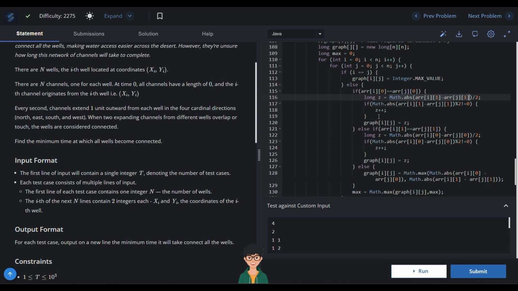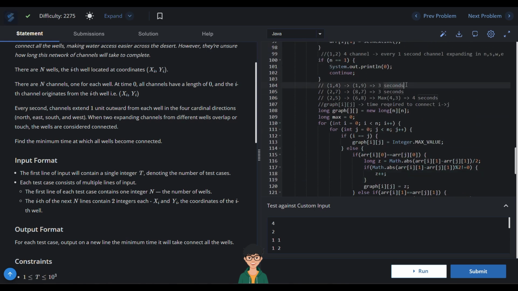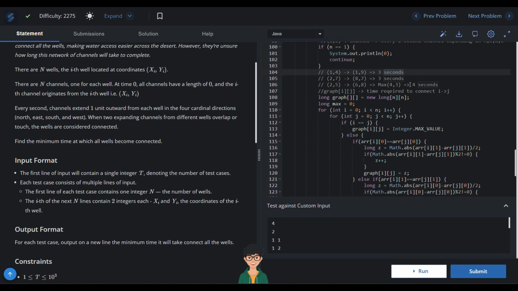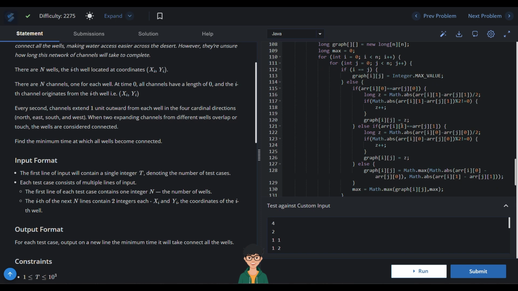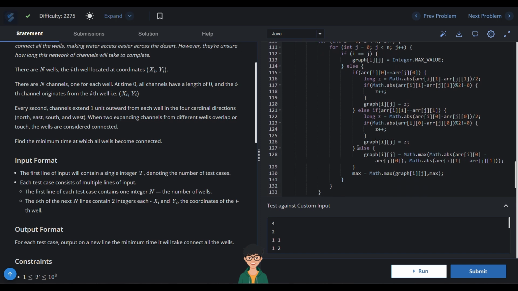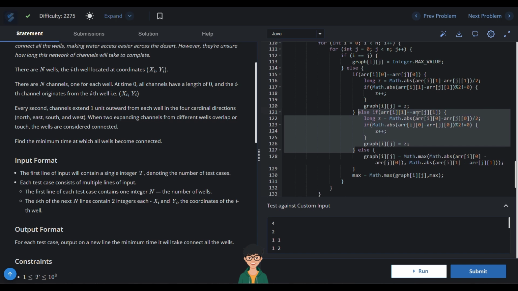If it is odd, you have to increase it by 1, which happened in this case because the difference was 5 and 5 is odd. So 5 divided by 2, we can't take 2.5, it will take 3 seconds, because fractions are not allowed. In the else case, if the x coordinates are equal, this was for the x coordinates, and this was for the y coordinates.